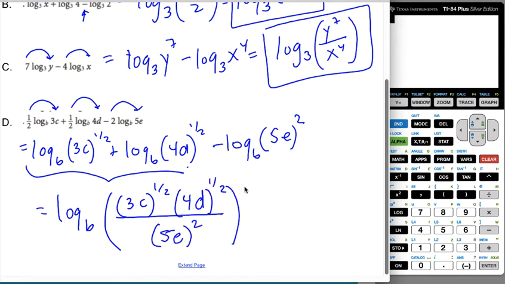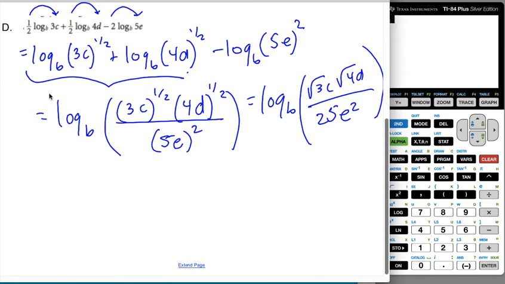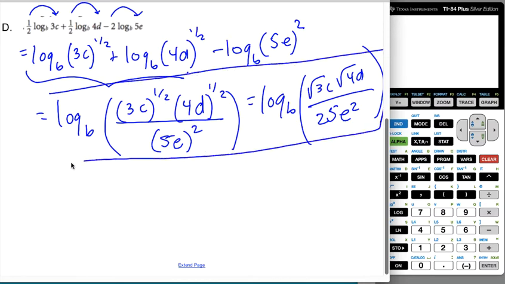That's fine. Or you could recognize that these are actually square roots, right? So this is the same as the log base b of root 3c times root 4d all over 5. You could do a 25e squared if you want. You could distribute, right? This is fine, right? Both of these answers are fine. You could go farther, right? You could go farther because of the 4.